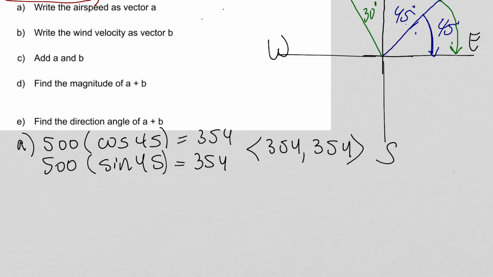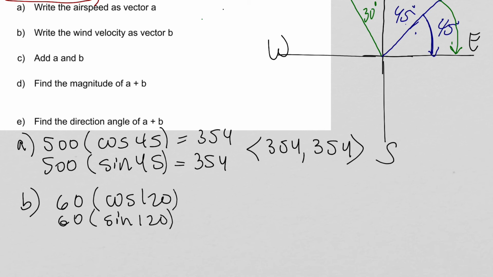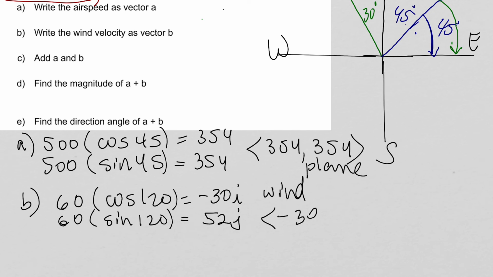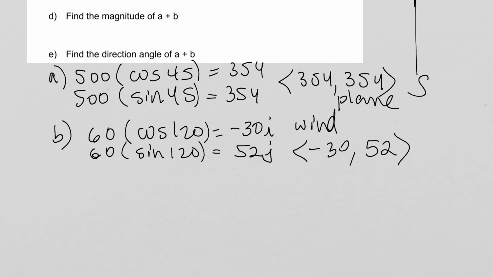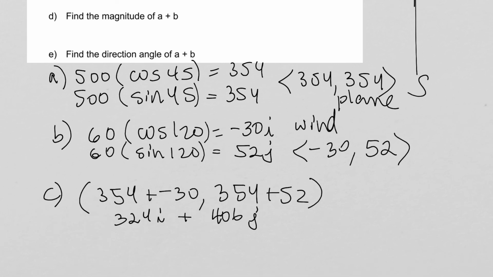For B, for the wind, I'm going to be taking my 60 and multiplying it by cosine 120. 60 times sine 120. Multiply those two out, and I get negative 30i, negative 30. You can put the i if you want. And this is 52j. So this is for the plane and the wind here. Negative 30, comma, 52. All right, now I have to add those two together. Okay, so when I add it together, I get it to be 324 and 406.